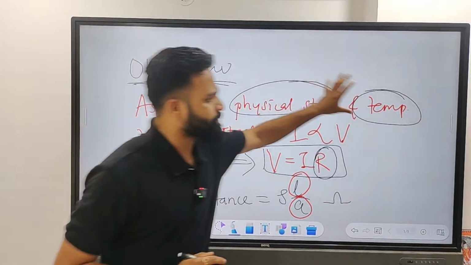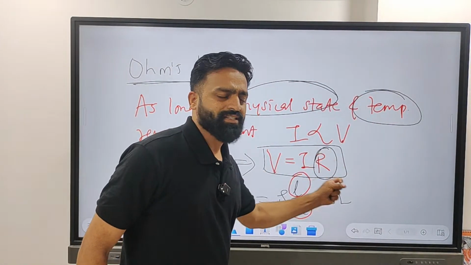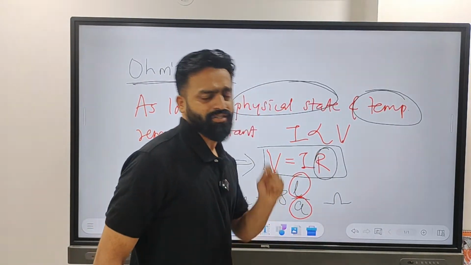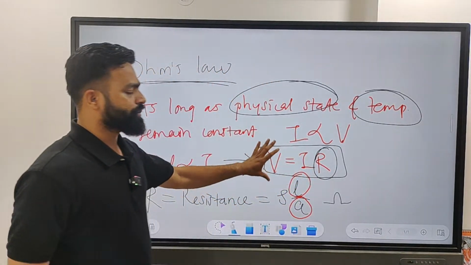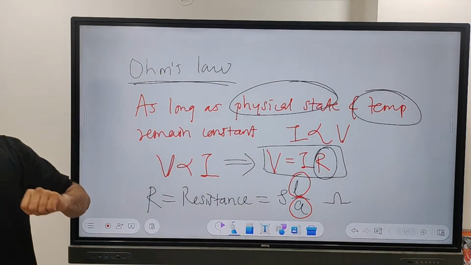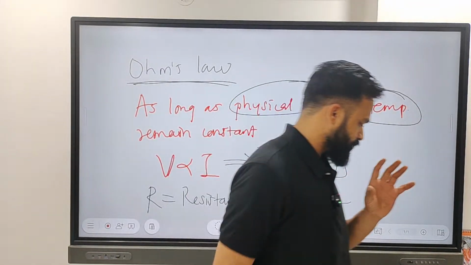Because if physical state and temperature are changing, R will change. R is substituted here as a proportionality constant. And if these are constant, then and only then R will remain constant. This equation will hold true. So I hope you have understood Ohm's law.